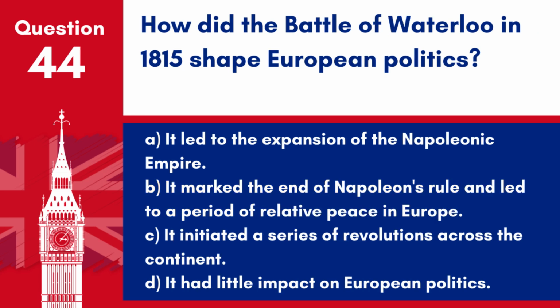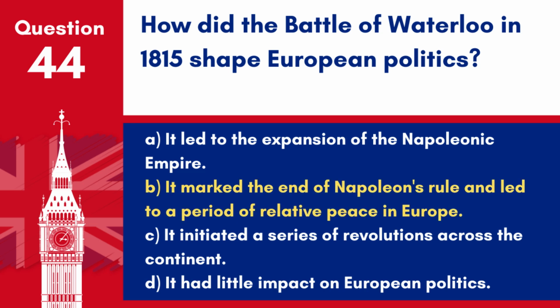Question 44. How did the Battle of Waterloo in 1815 shape European politics? A. It led to the expansion of the Napoleonic Empire. B. It marked the end of Napoleon's rule and led to a period of relative peace in Europe. C. It initiated a series of revolutions across the continent. D. It had little impact on European politics.